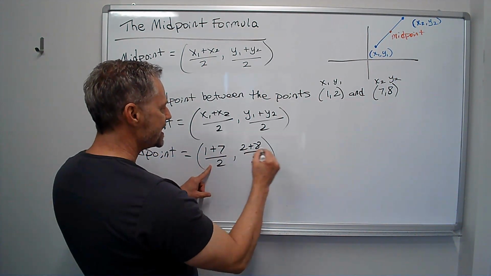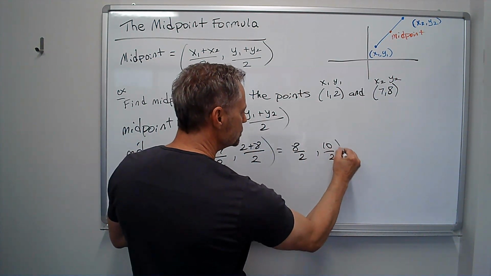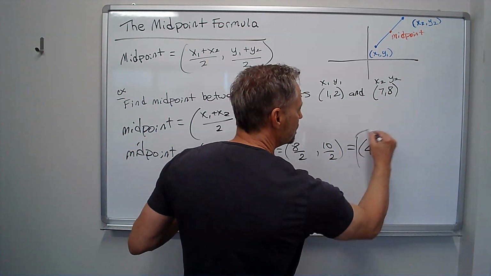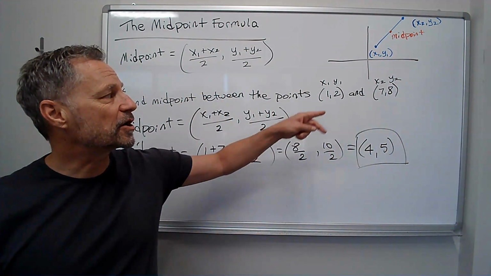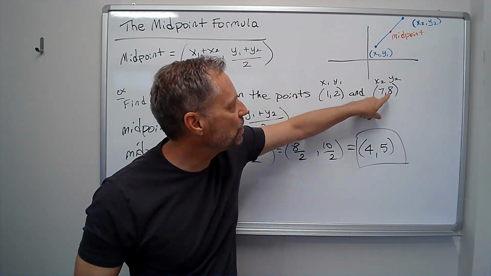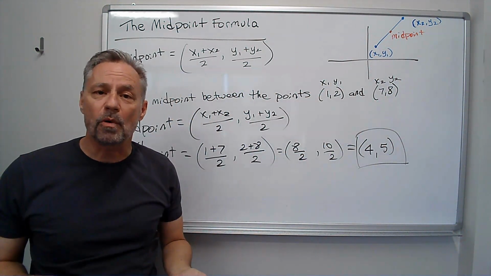So let's see, we get 8 divided by 2, and we get 10 divided by 2, and so we get the point 4, 5. And if you want to sketch a quick graph to see if that makes sense, that could be a 1, 2, that could be a 7, 8, and 4, 5 seems reasonable for that point.